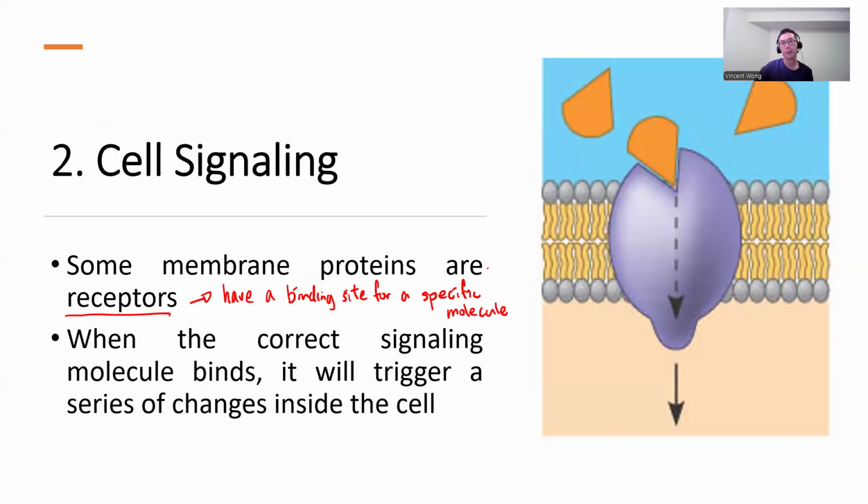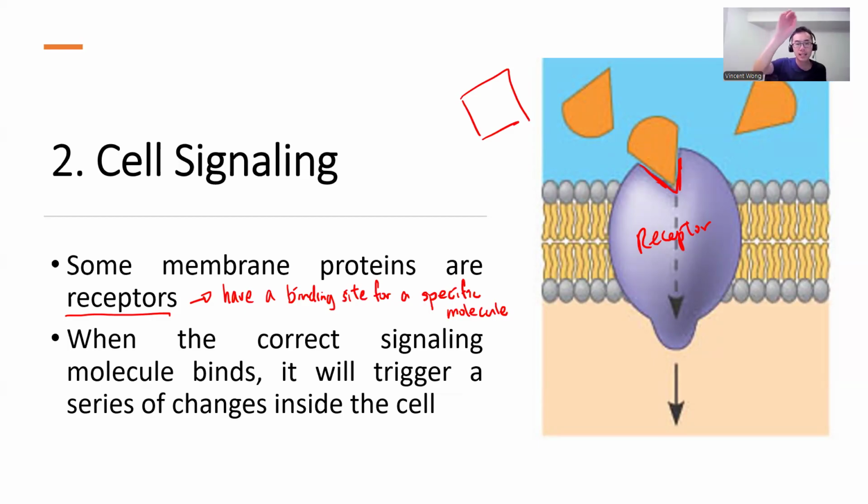For example, this receptor here would have a specific shape that would only allow these cone-shaped signal molecules to bind to. If you have a molecule that's like a square, it won't fit. It will need a different receptor. So different receptors require different triggers for them to be activated.